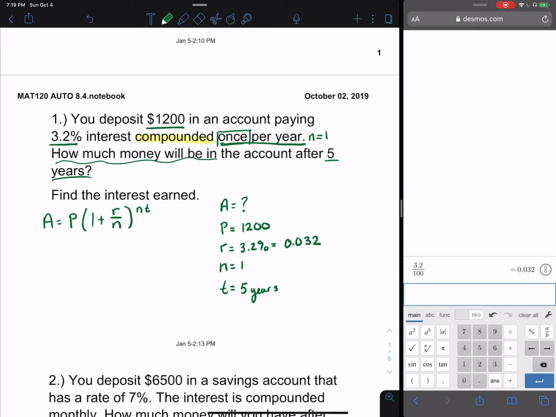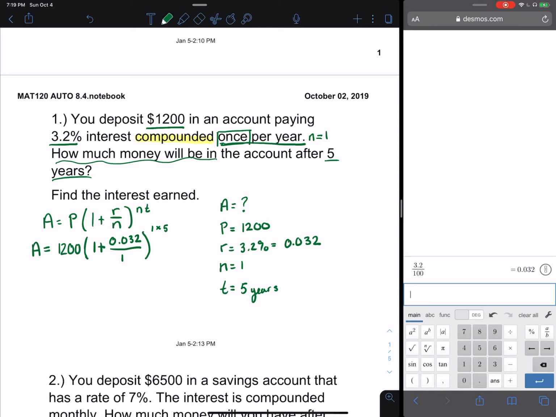All right, so I'm going to substitute everything in. A equals the principal, $1,200, times 1 plus the rate, 0.032, over N, which is 1, raised to the power of N, which is 1, times T, which is 5. Now I realize there's a lot of ones here, but I want to model how to put this in the calculator even though there's a lot of ones for when those numbers are different.